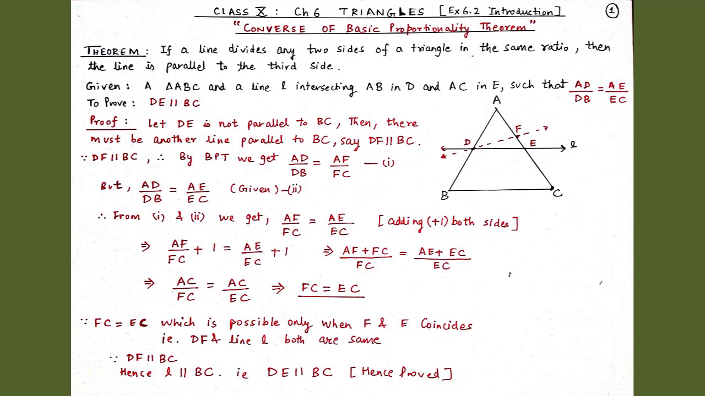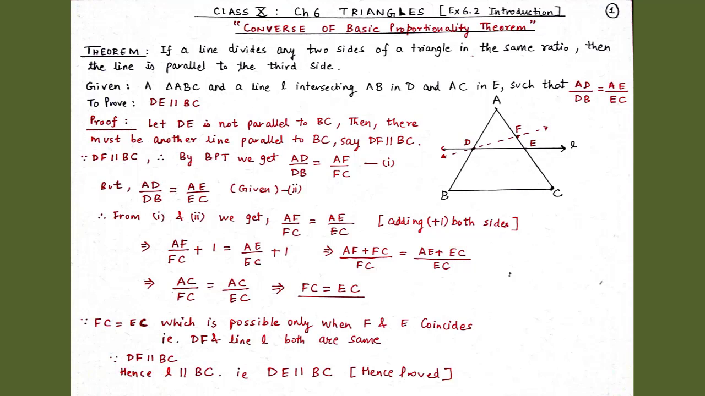Students, the theorem states that if a line divides any two sides of a triangle in the same ratio, then the line is parallel to the third side. So in this theorem, we have a given condition in which we take a triangle ABC and a line L which intersects AB at point D and AC at point E, such that according to BPT, we have AD upon DB is equal to AE upon EC. And now in this theorem, we have to prove that DE is parallel to BC.